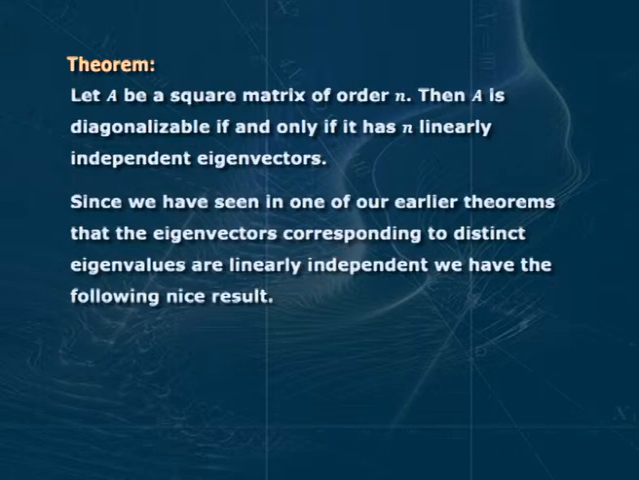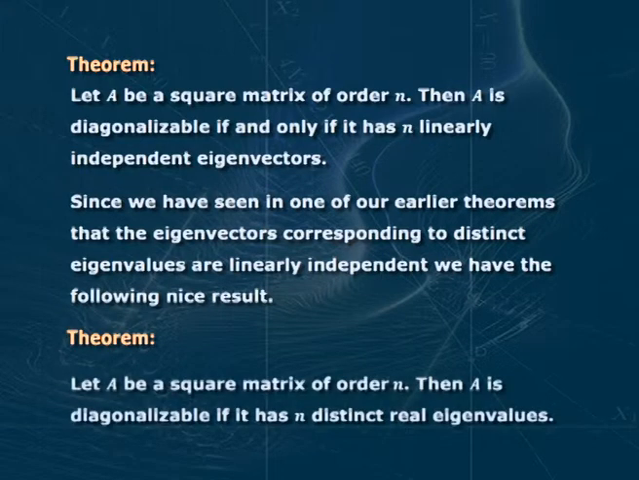Since we have seen in one of our earlier theorems that the eigenvectors corresponding to distinct eigenvalues are linearly independent, we have the following nice result. Theorem: let A be a square matrix of order n. Then A is diagonalizable if it has n distinct real eigenvalues.